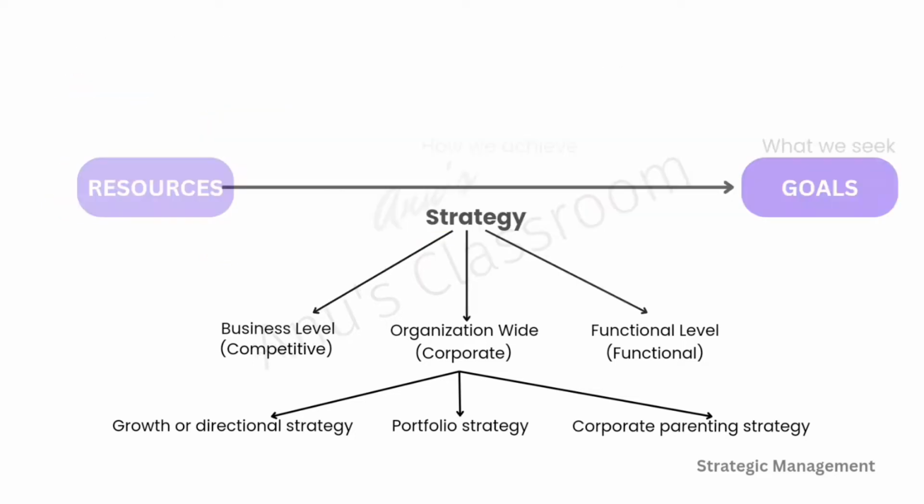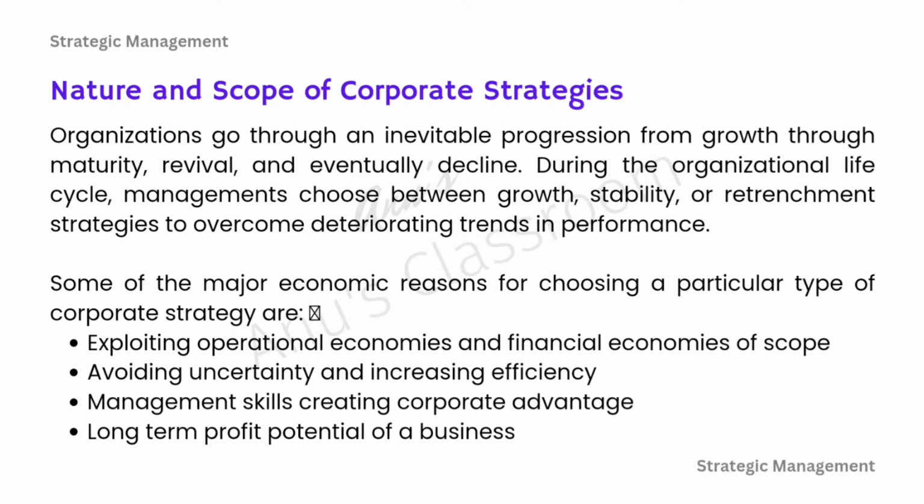All right, so the nature and scope of corporate strategies. As we all know, organizations go through an inevitable progression from growth through maturity, and then there might be a revival, done in order to maintain themselves at the maturity level, or prolong their ultimate eventual decline. During this organizational life cycle, managements may choose between growth, stability, or retrenchment strategies in order to overcome these deteriorating trends in performance, which will eventually lead to their decline.